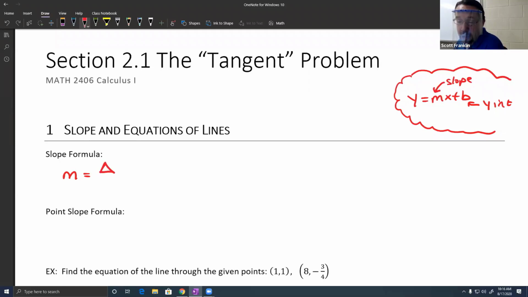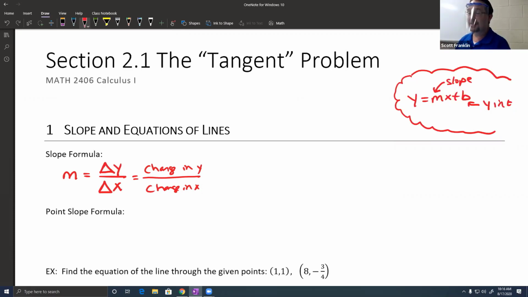Okay, so change in y over change in x would be one way to write that. Delta is a commonly used symbol in mathematics to represent change. Okay, so if you want to write that out, you can actually say change in y over change in x. So a couple things. It's a fraction, right? Another thing is you've got y on top and x on bottom. Okay, order matters there. You don't talk about change in x over change in y. You're thinking of y as the thing that depends on x. So it's the dependent variable and x is the independent variable.